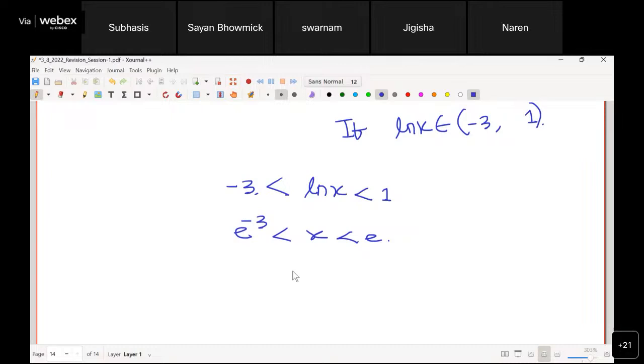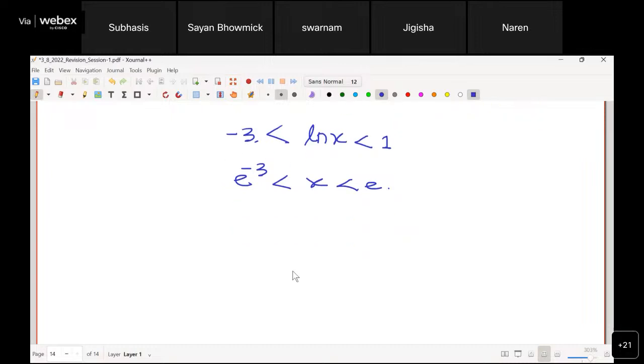Sayan, you asked something, do you want to ask? Yes, sir. It is given in the question that there is a pole which is 15 meters long, and it is at the origin.